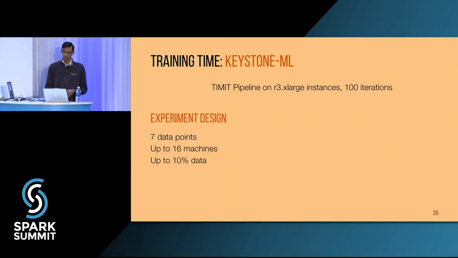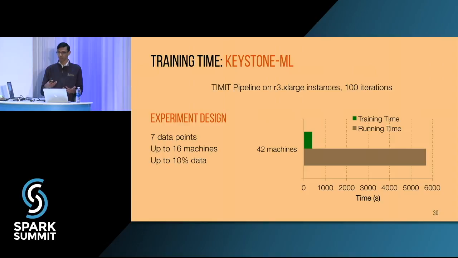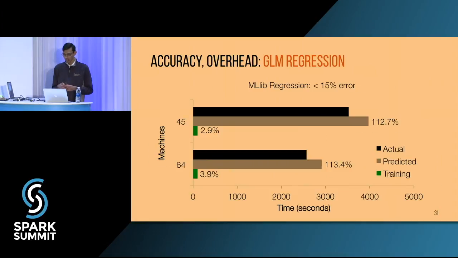In terms of training time, or how much time it took to train this model, this is for the same Timit pipeline as before. We used 7 data points from experiment design to train the model, and then we ran the whole algorithm on 100 iterations. What we see here is that the overall training time is less than 5% of the overall running time, and hence it's effective to use such an approach to build a model for machine learning algorithms. A similar property can also be seen in the GLM regression algorithm from MLlib, where we spend less than 4% of the time in training a model, and we get a pretty good prediction error even with just spending that much time.